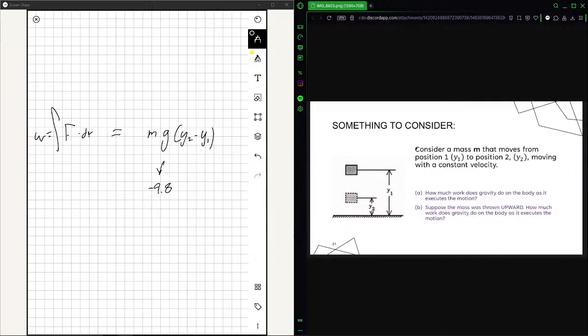Wait, you don't need to use the integral there though. You don't have to use an integral for this, because the force will always be mg. Yeah, this is physics 1 and 2 as well. It's the same thing.